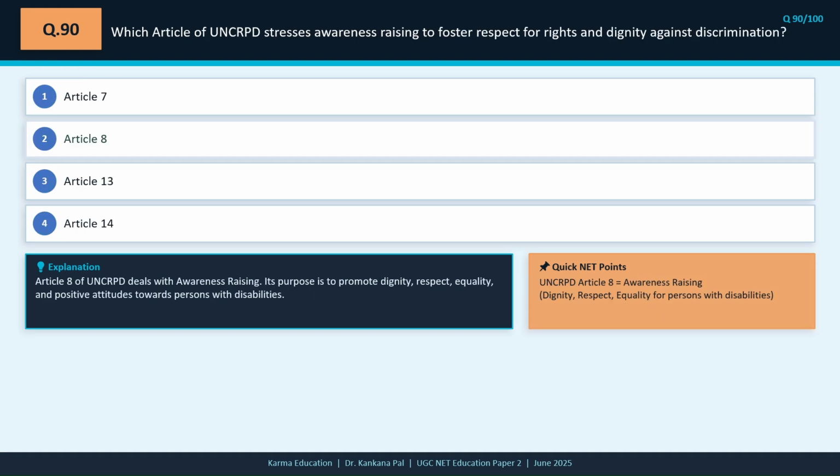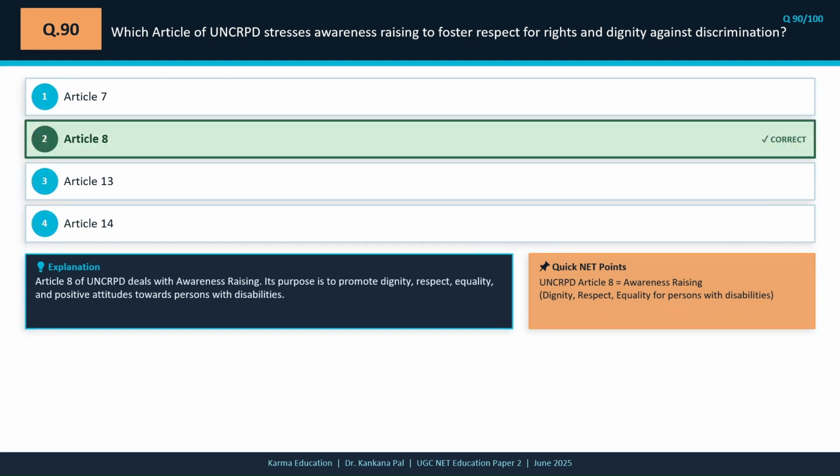Question number 90. Which article of UNCRPD stresses awareness raising to foster respect for rights and dignity against discrimination? Option 1, Article 7. Option 2, Article 8. Option 3, Article 13. Option 4, Article 14. Think carefully. The correct answer is option 2, Article 8.